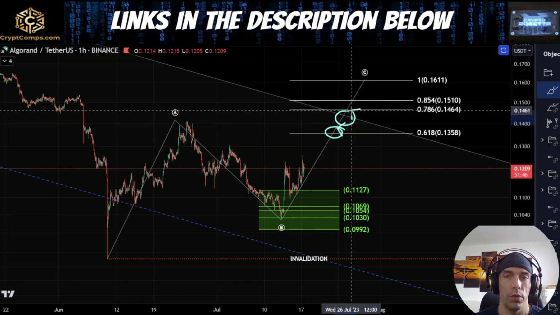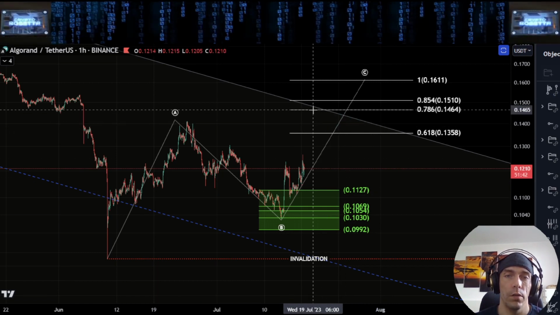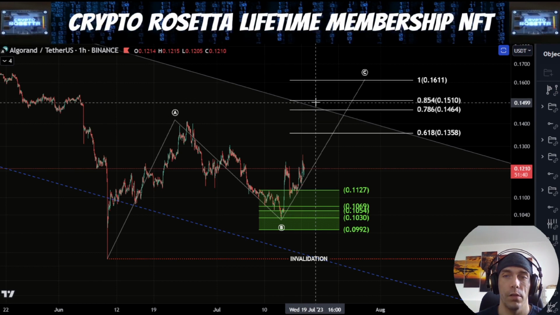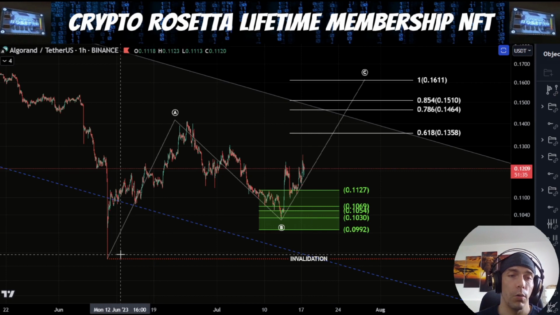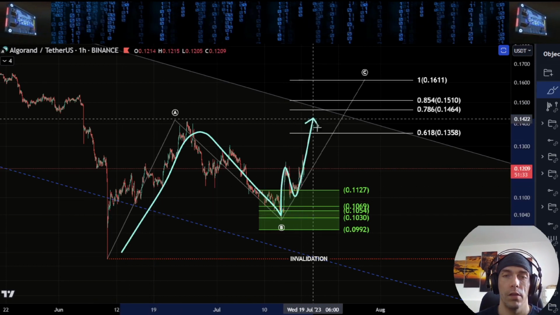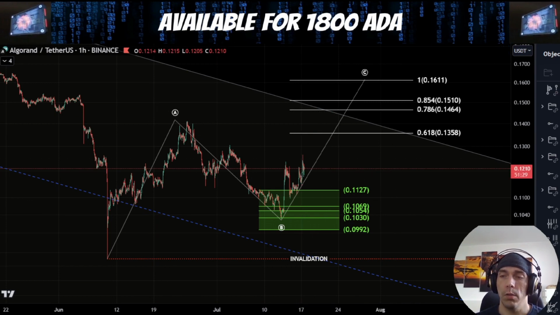Also looking out for the possibility of moving up into this channel line here, depending on how long this takes. Potentially this 786 at this 1464 and this 1510 at this 0854 could be quite interesting areas. Now what we'd want to see is a 5-wave structure to the upside for this count. So there is also another alternative of this.